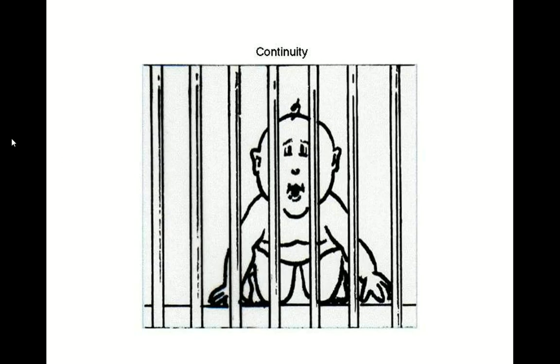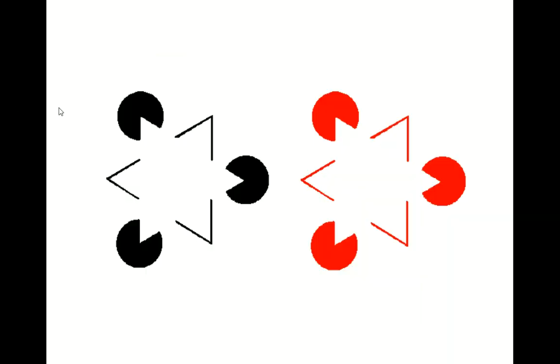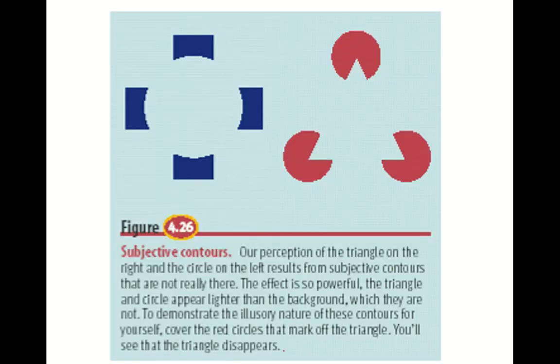Continuity, we perceive that to be an entire baby. There are no triangles. There are no stars. It's all in our head. Because of closure, our mind is filling in the gaps. Same thing, closure. There's no circle. There's no triangle.